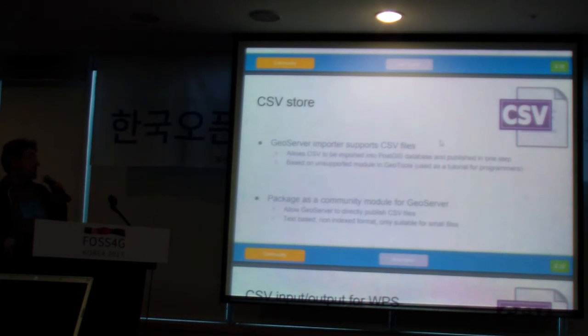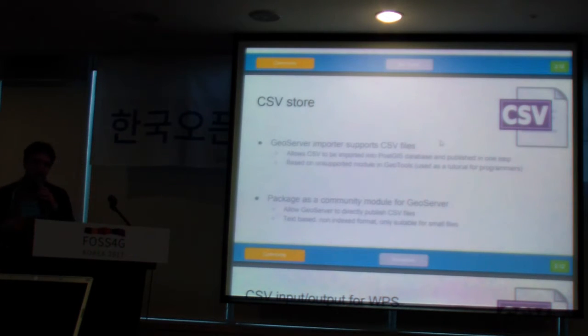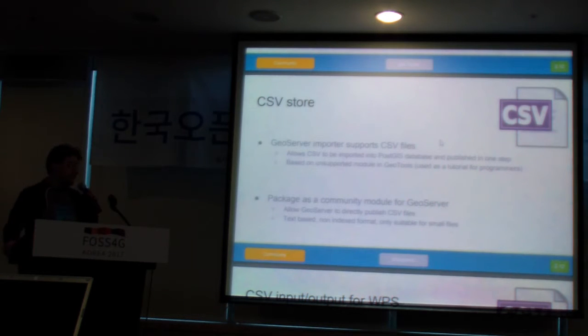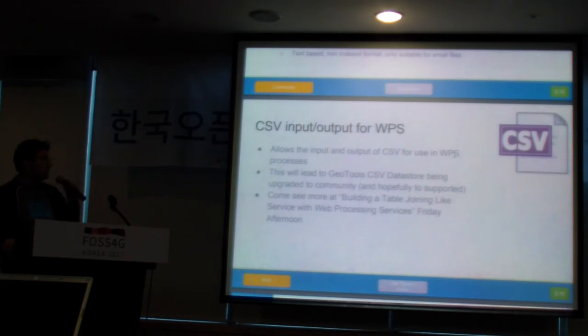Similarly, we also have now a CSV store, which has been improved to the point that it is actually useful. It has been there for a while, but it was an example for programmers. You know, it was training wheels on how to build a new store. It has been improved to the point that it's actually useful. Same reasoning as before, useful only for small files. And we also have improved the CSV so that it can be used as an input and an output in WPS processes. The code base is the same, it's used in different ways in the two cases.